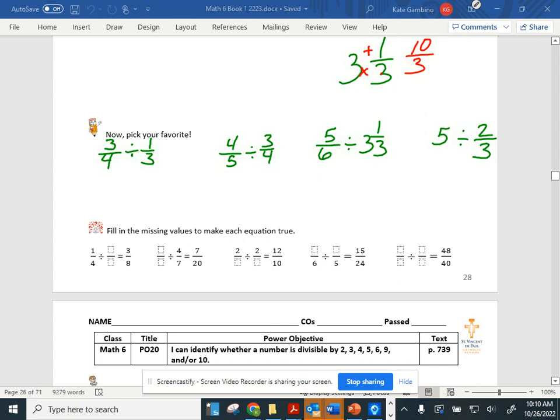And then it says fill in the missing values to make each equation true. So you need to think of what fraction would you put in there to make it true. So let's think about when I was doing the answer key, I did the cross multiplying and it was super easy. 1 times what equals 8? Nora? 8. So you put an 8 here. Is that how I did it? Oh my goodness. That is not how I did it. Let me rethink this through.